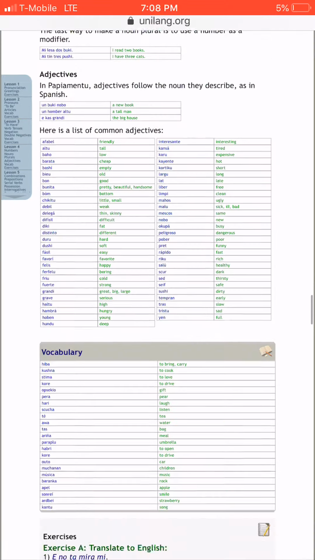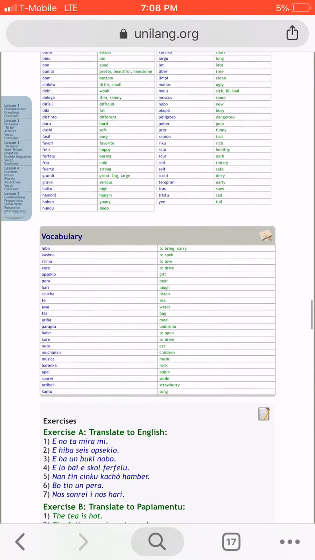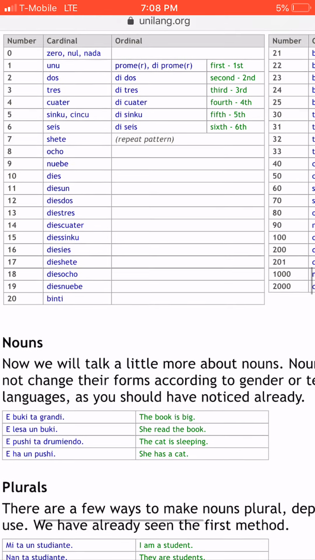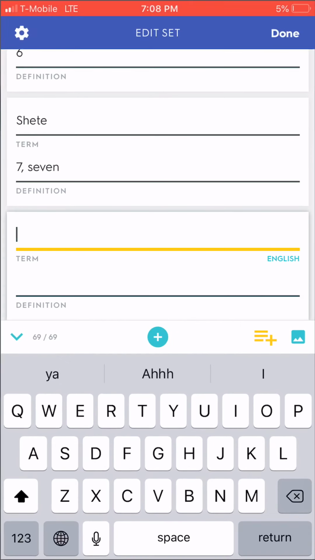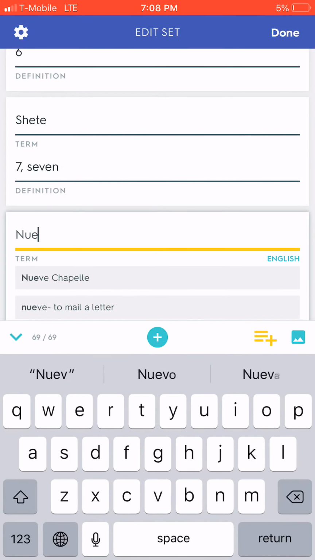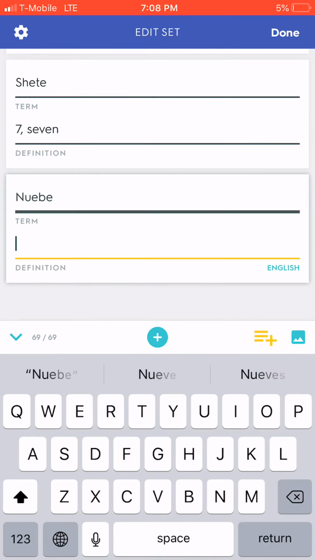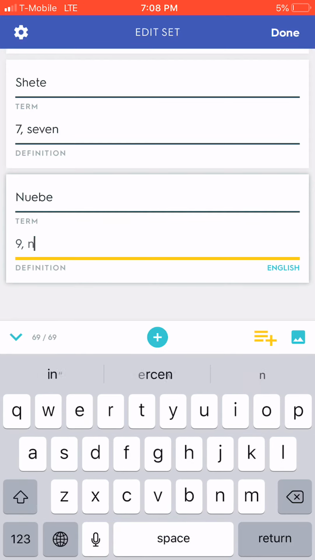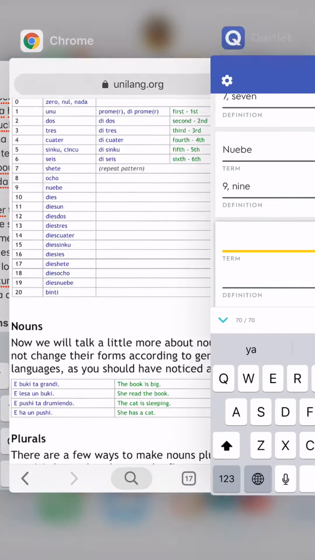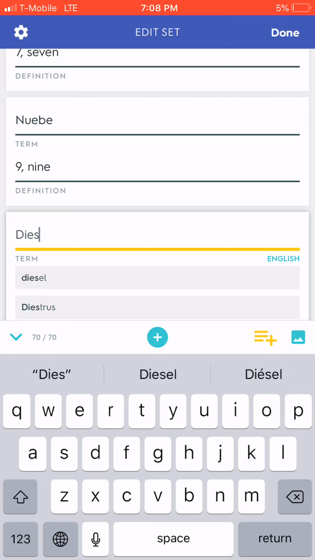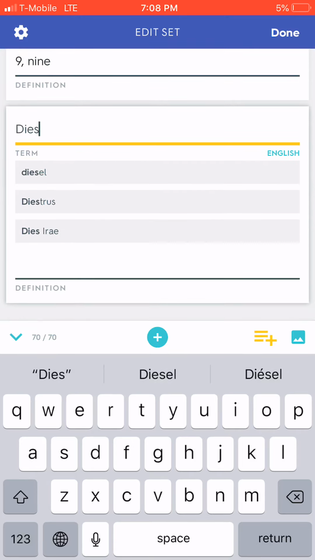And going back to where we were at, we were at the numbers, yeah. And 9 is nueve with a B. Sometimes it can be hard because this is actually with a straight B. So 9. And the words for 11 to 20, 11 to 15 are going to be a little bit different.